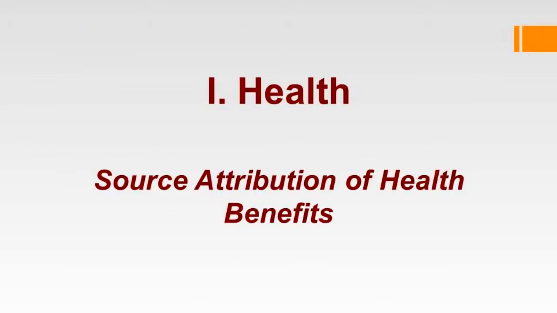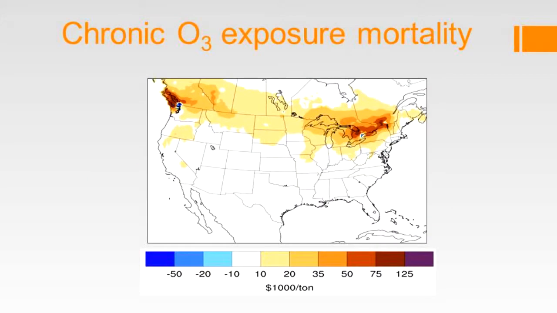So first, we're going to look at health, and the idea is to try to assign the damage caused to each source of pollution at any location, at every location, or the benefits associated with reducing emissions from that location. You can go to the next slide, please.